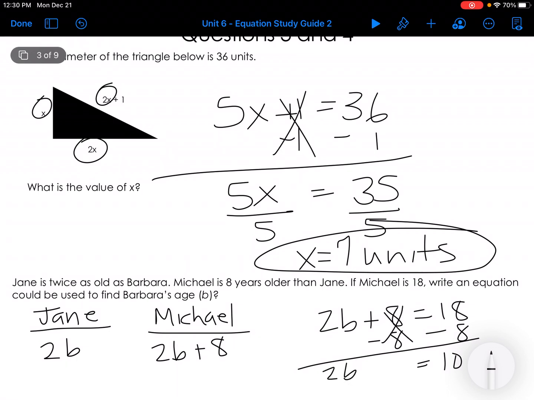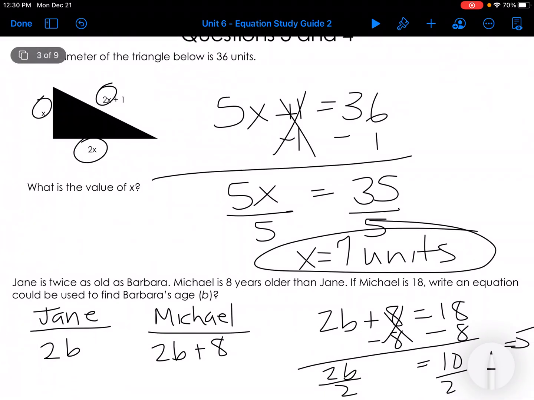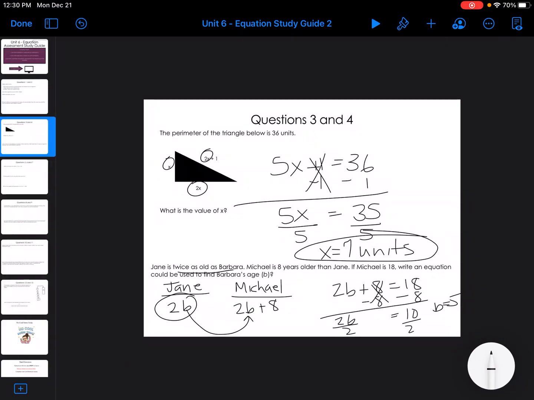So I zero out first, then I want to figure out how old Barbara is. So Barbara is 5 years old. So it helps me to write out who I'm talking about and then to do the expression for that person and then use that expression and tack on the next part to do it in steps.